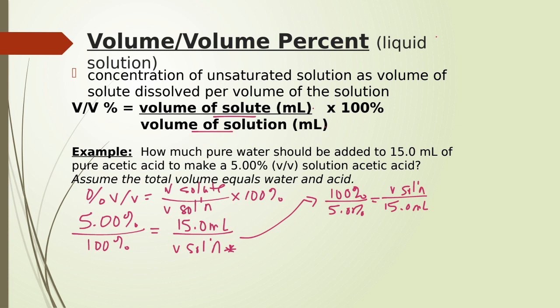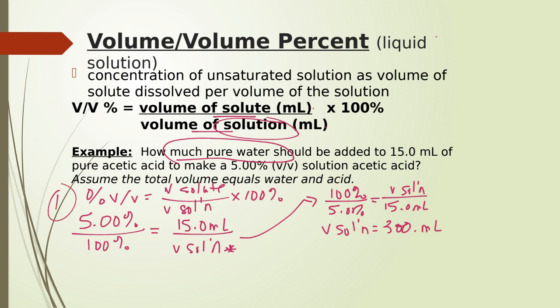Now all I need to do is cross multiply 100 times 15, divide out by 5, and I get a volume of my solution that equals 300 mL. And that is not my answer, because my answer is asking how much pure water should be added. So remember, what we're solving for here are solutions which are made up of solute and solvent. So I have to do an extra step here.